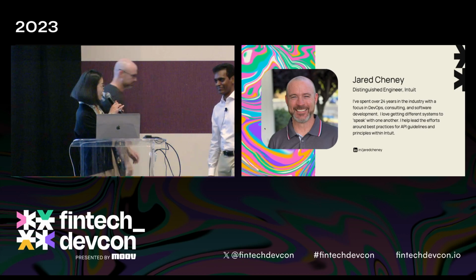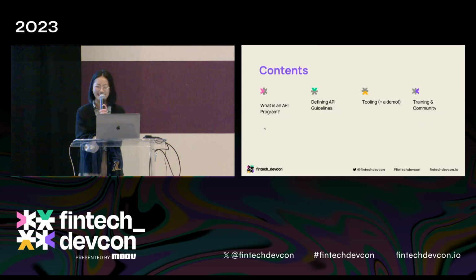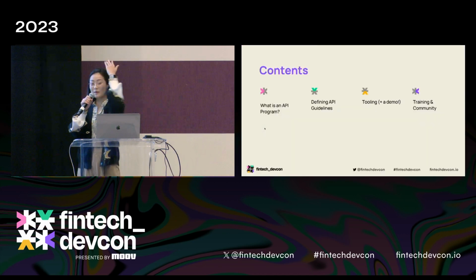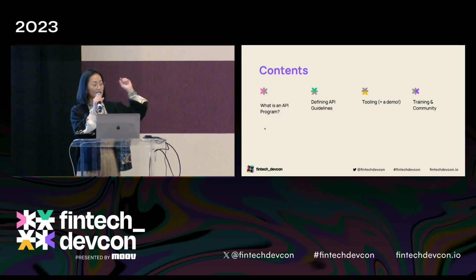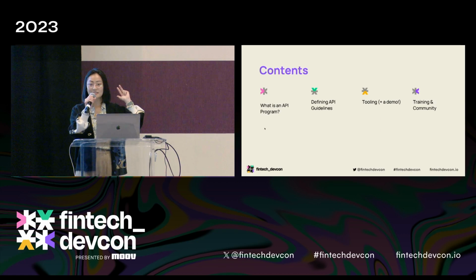Awesome. Okay, thank you for your intros. I'm gonna briefly take over here. We have an agenda for you, so you know what to expect. So let's talk four main parts, right? First up, I'm gonna be defining what an API program is for you all. That's a pretty vague term, so I'm gonna give you some clarity. Jared is gonna go over how we defined our API guidelines after that. Suresh is going to cover the tooling, automations, demo of all of that. It's really good. Look forward to that. And then I'm also going to come back at the end and cover a bit of the training and community aspects of our API program.